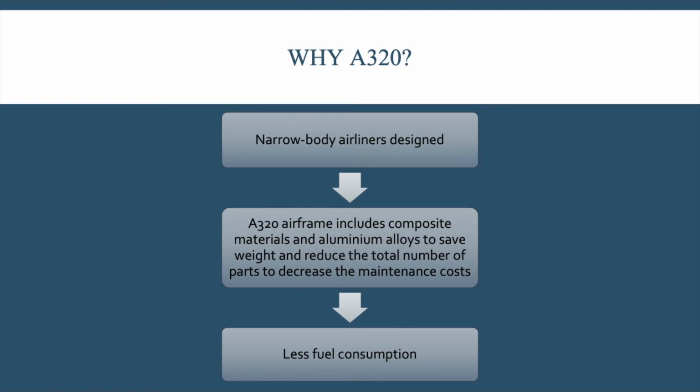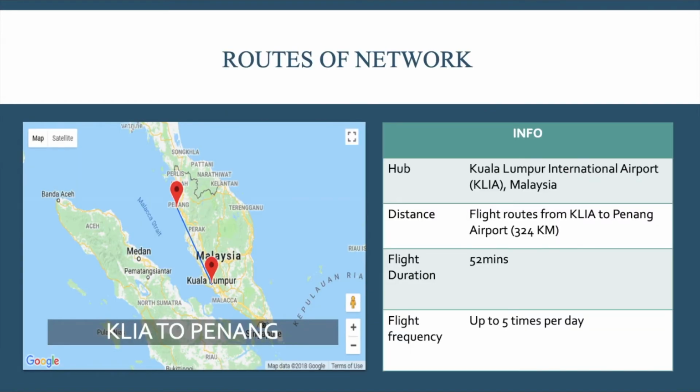Okay, so this is why we choose A320. First, it's a narrow body airliner design, and then beside the performance and all those kinds of benefits, the airframe includes composite material and aluminium to save weight and reduce the total number of parts, so as to decrease the maintenance cost. So basically, we not only maximize the usage, but we try to minimize and reduce the cost for maintenance. And then, of course, when the aircraft is lightweight, it will use less fuel. Right. So I'll pass to my friends for Route Network.